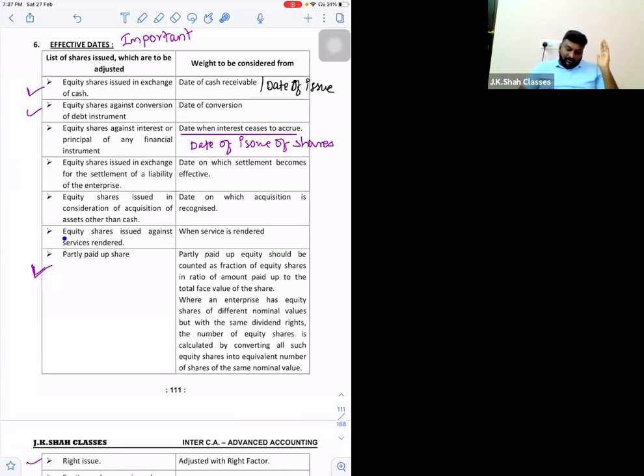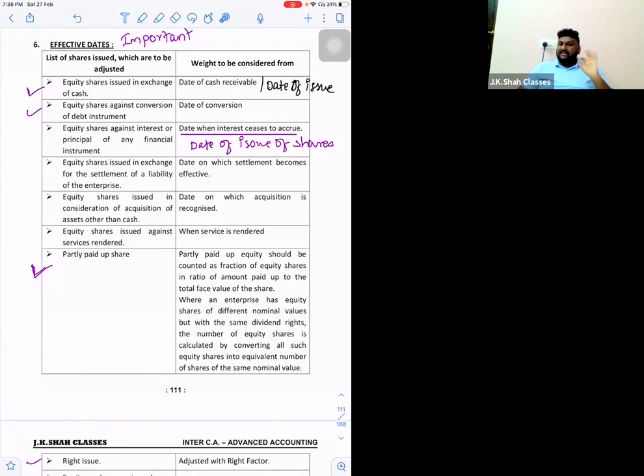Next, point number 6, equity shares issued against services rendered. You have taken some services, and against that you are not giving payment in cash, you are issuing shares of your company. That is also possible. So you took some services from a particular person and now you are issuing shares of your company. From what date should the shares be considered outstanding for that year? The date when services are rendered.